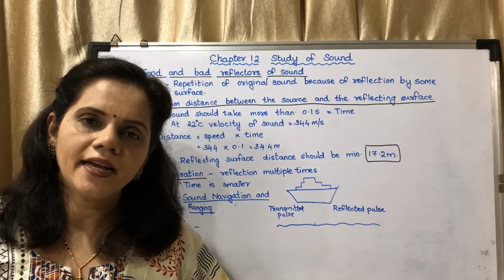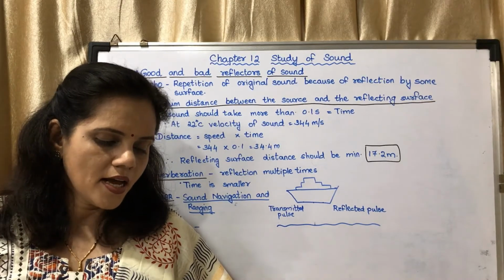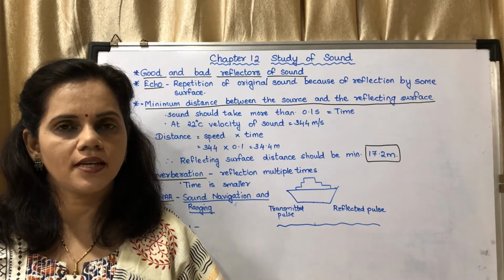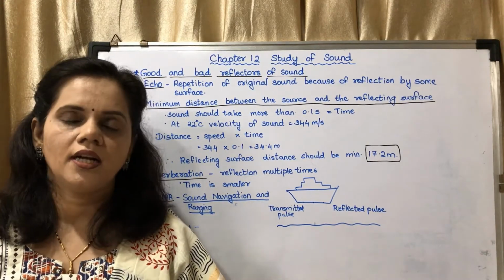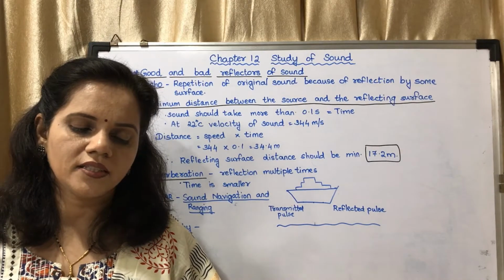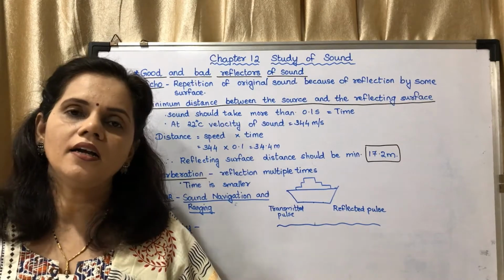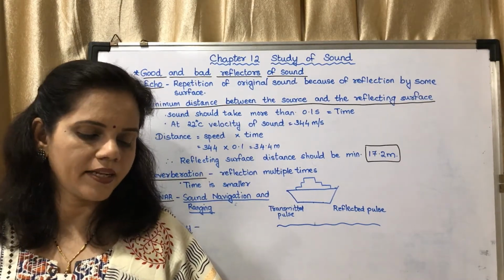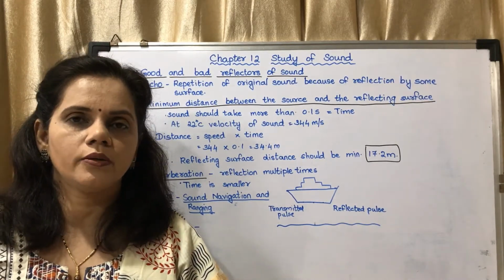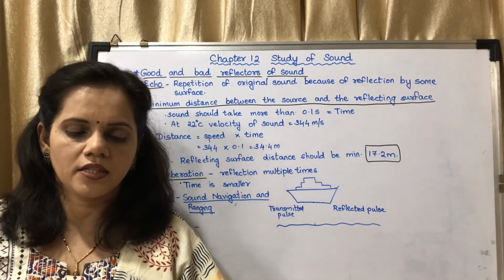So like light waves, sound waves also get reflected from a particular surface. Now there are good and bad reflectors of sound, as given in the last paragraph. A hard and flat surface is a good reflector, while clothes, paper, curtains, carpet, furniture, etc. are bad reflectors. They absorb sound and therefore they are called bad reflectors. You may mark that this is asked as a 1 mark question: give examples of bad reflectors of sound and give examples of good reflectors of sound.